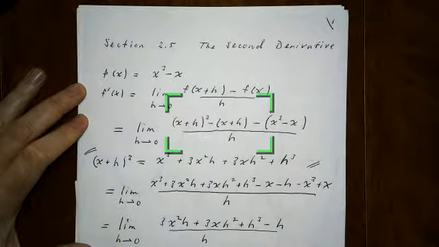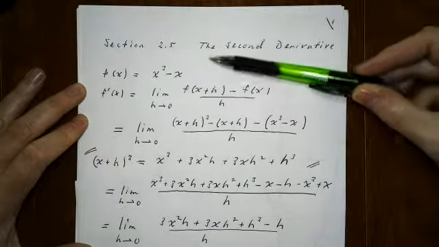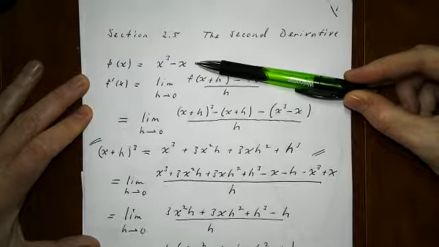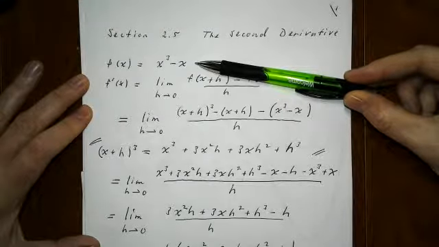Section 2.5 is about the second derivative. So let's go back and take a look at the first derivative for a moment. I'm going to be looking at a simple cubic function, x to the third minus x.